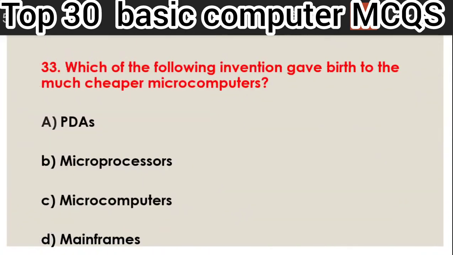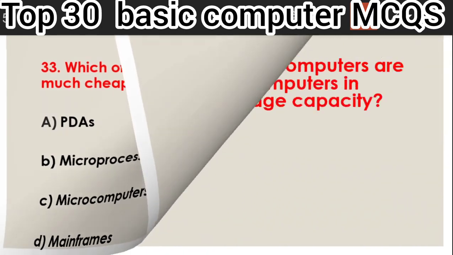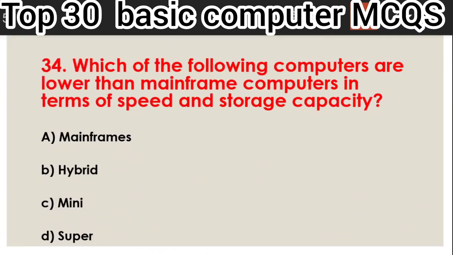Which of the following invention gave birth to the much cheaper microcomputers? A. PDS. B. Microprocessors. C. Microcomputers. D. Mainframes. Correct option is B. Microprocessors. Which of the following computers are lower than mainframe computers in terms of speed and storage capacity? A. Mainframes. B. Hybrid. C. Mini. D. Super. Correct option is C. Mini.